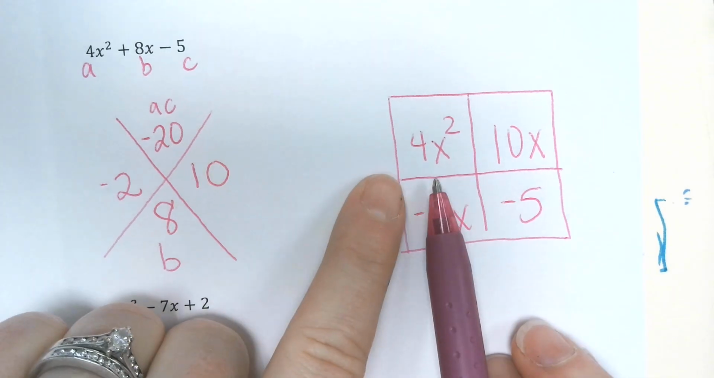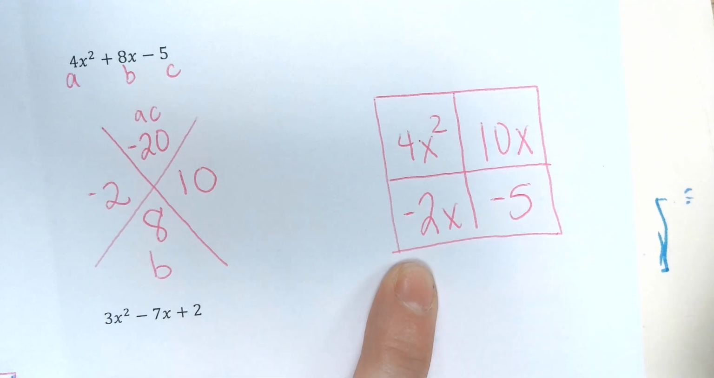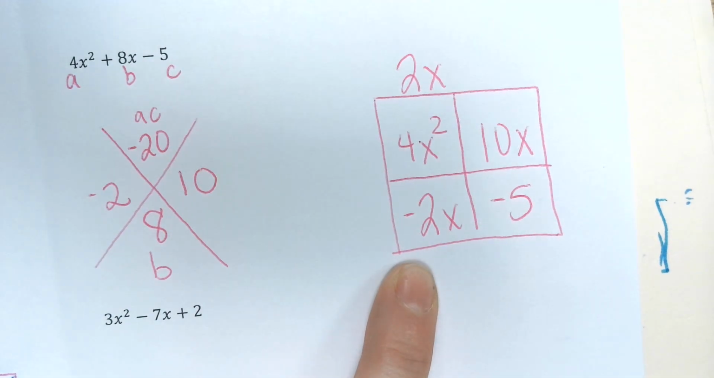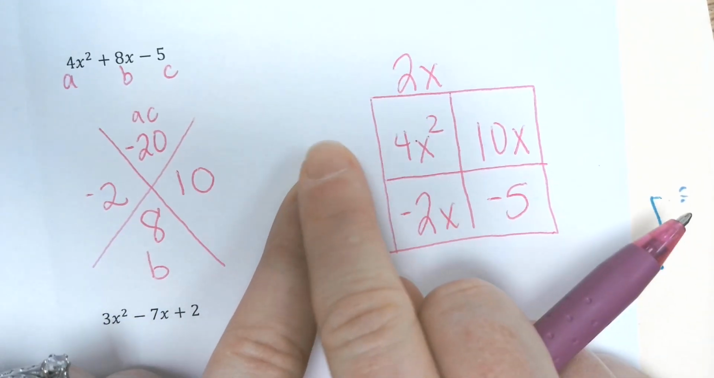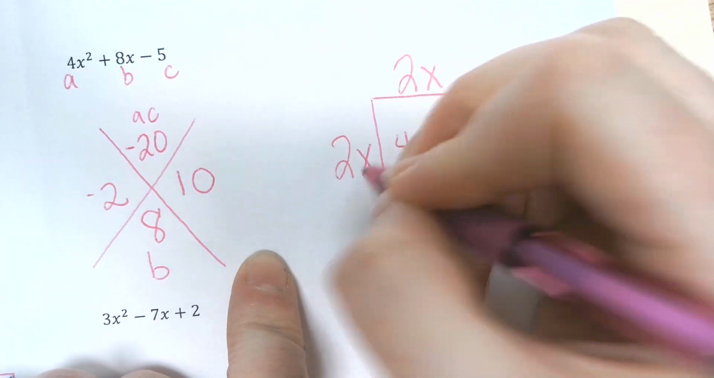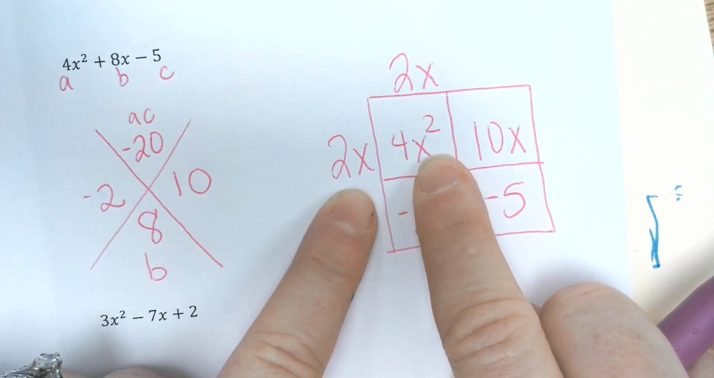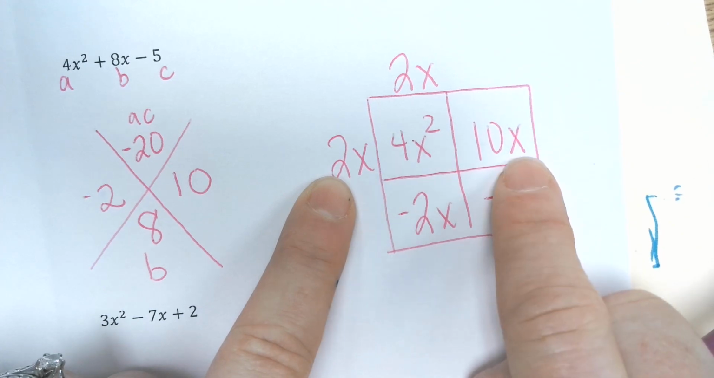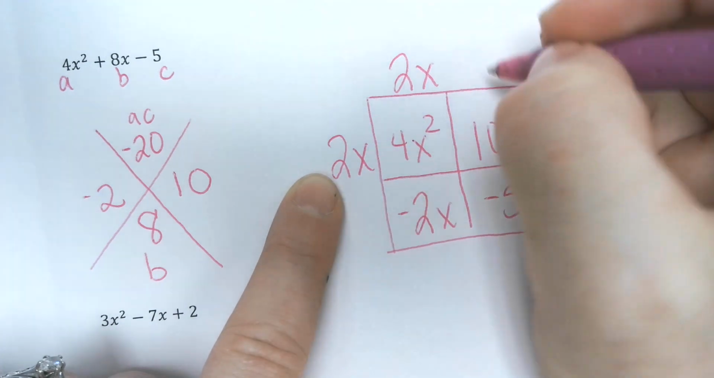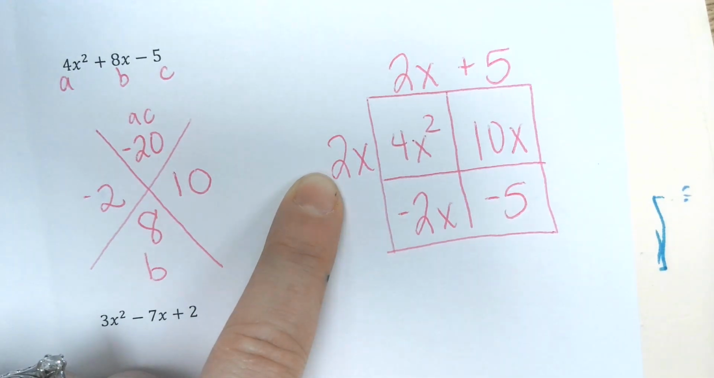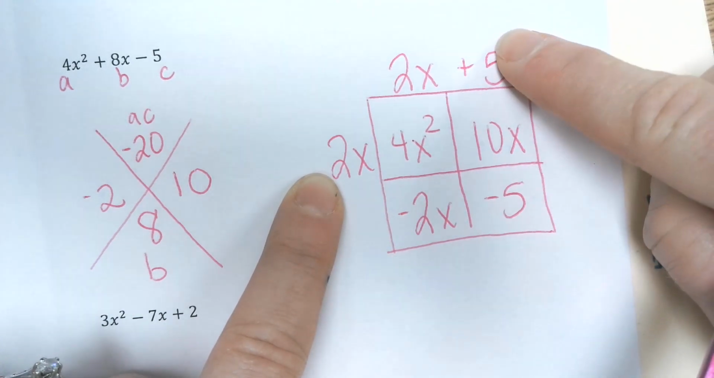So then factor. What do 4x squared and negative 2x have in common? 2x, right? What do I need to multiply here to get 4x squared? What's missing? 2x. Because 2 times 2 is 4, x times x is x squared. It's like a puzzle every time. So 2x times something to get 10x. There we go. 5. And you can also look, what do these have in common? 10x and negative 5, it's the 5.